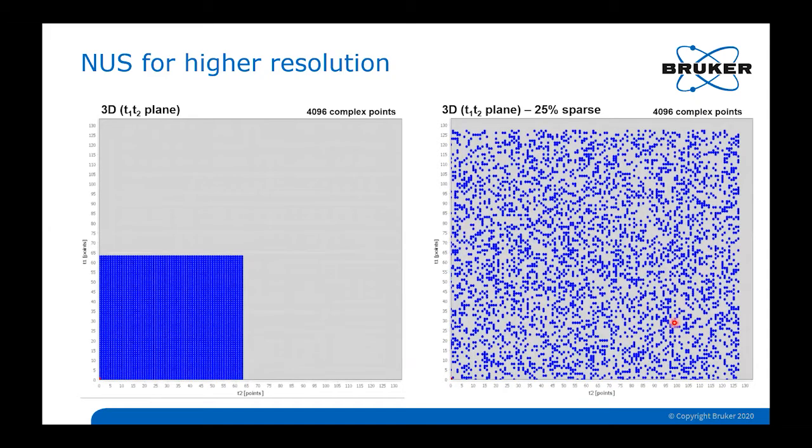Just as I showed for saving time, this can be applied to higher dimensionality experiments, representing a 3D experiment where I have 64 by 64 complex points in each indirect dimension. Instead of just acquiring 1/4 of these points, I can acquire the same number of FIDs, but spread it out to a longer duration in the indirect dimension to give us better resolution.